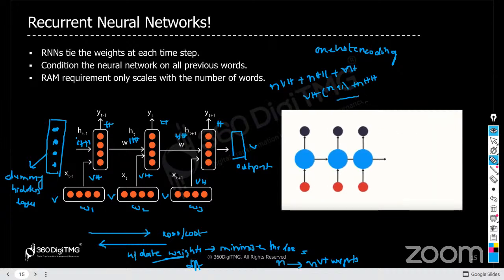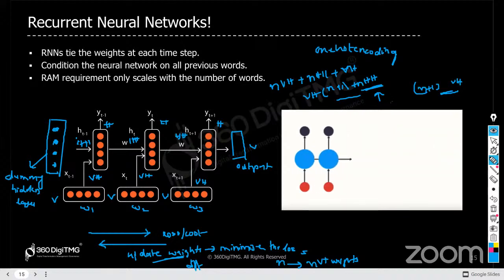In a multi-layered perceptron, you only have n plus 1 into VH, which we have seen before. But here we have n plus 1 into VH plus n into HH. Here the number of parameters got increased. That should not be the case, right? If you are coming up with an improvised algorithm, you cannot have more parameters than the previous one.